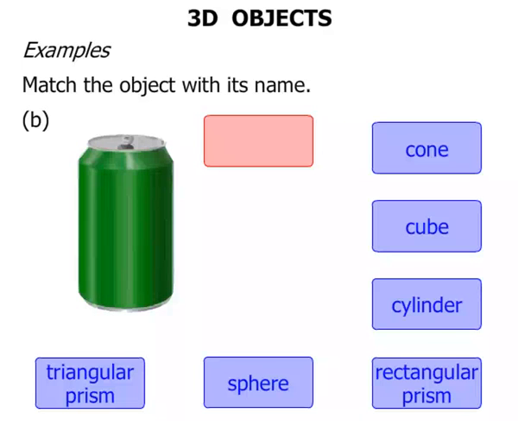The next one, this green soft drink container. It's got a round top. What do you think? This is a cylinder.